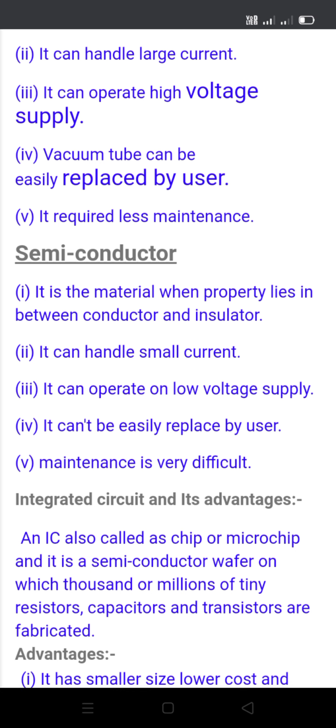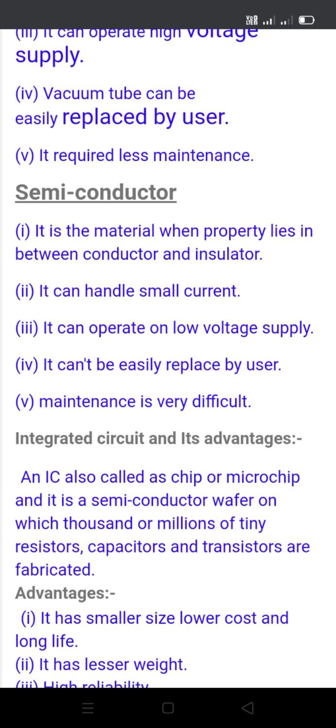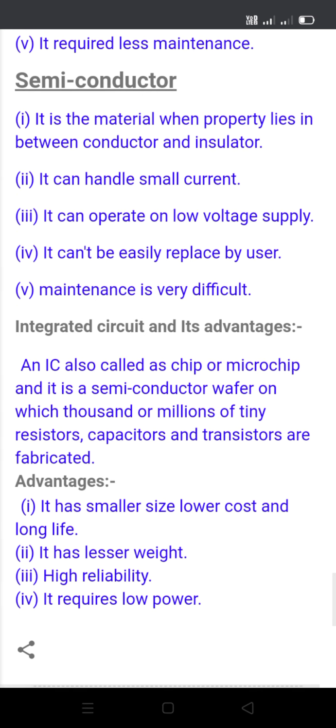Semiconductor. It is a material whose property lies in between conductor and insulator. It can handle small current. It can operate on low voltage supply. It cannot be easily replaced by the user. Maintenance is very difficult.